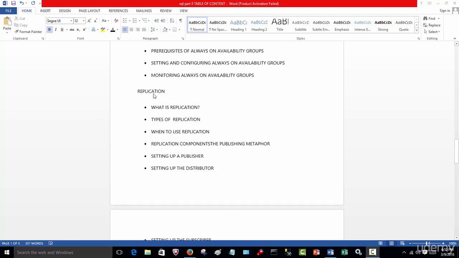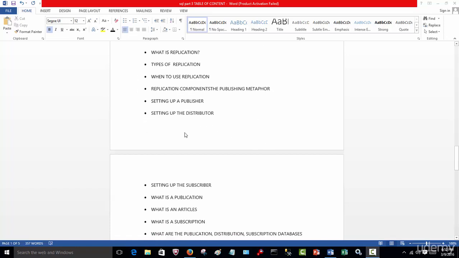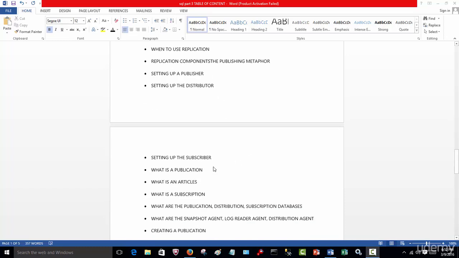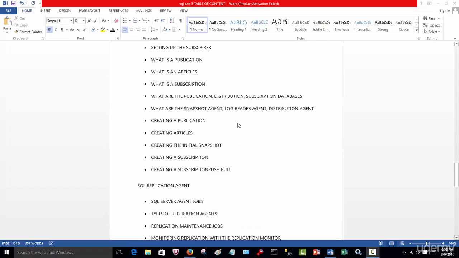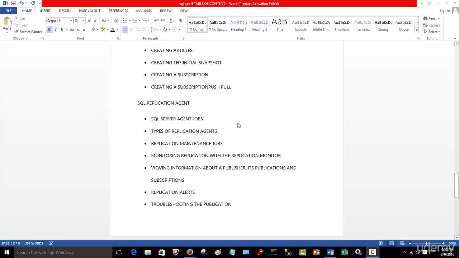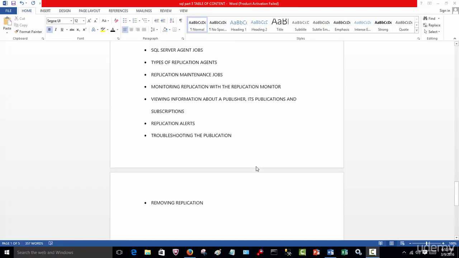We'll be talking about replication, obviously what replication is, the types of replication, and then we're going to talk about the parlance of replication, which is a metaphor for publisher. So we're going to know what a publisher is, distributor, subscriber, and so on. So as you can see, there's a tremendous amount of categories here that I'll be going into when we talk about replication. And obviously, there'll be plenty more as I make the videos.